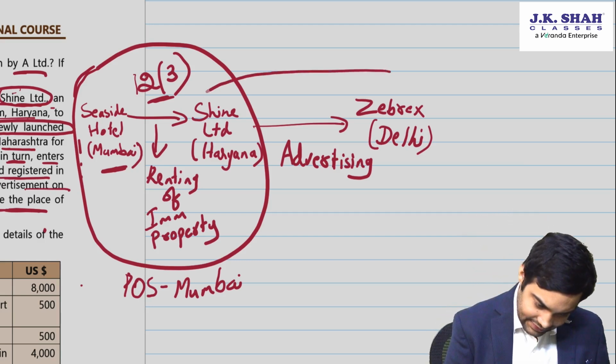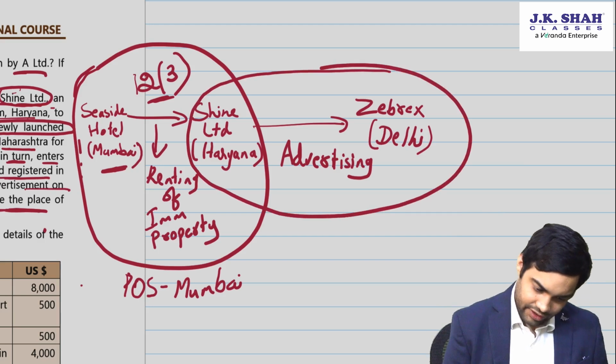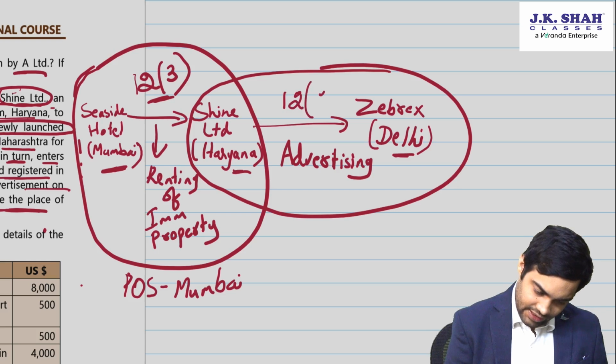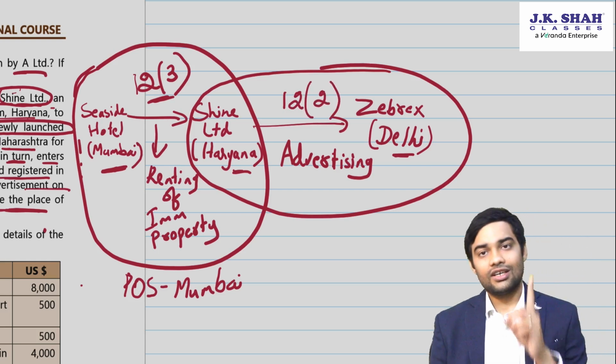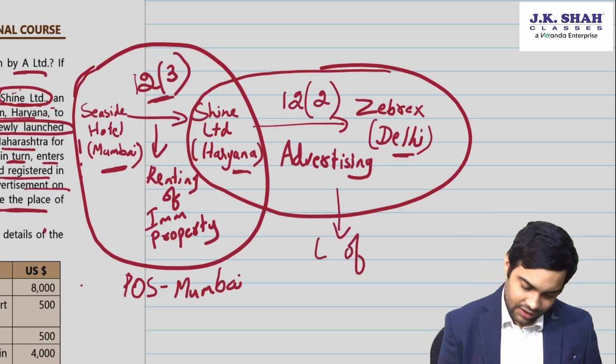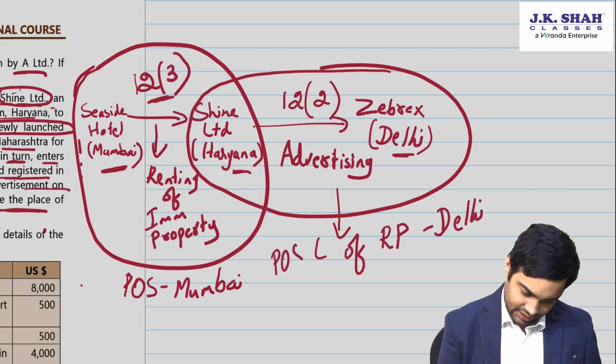Second is advertising, which is provided by Haryana based company to Delhi. This is a case of 12(2) because this is not related to immovable property. It's an advertisement service. When it is provided to a registered person, the place of supply will be location of registered person, that is Delhi, and you will end up charging IGST.